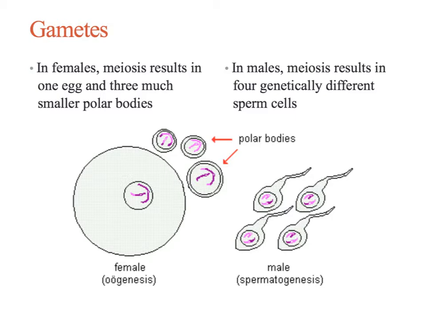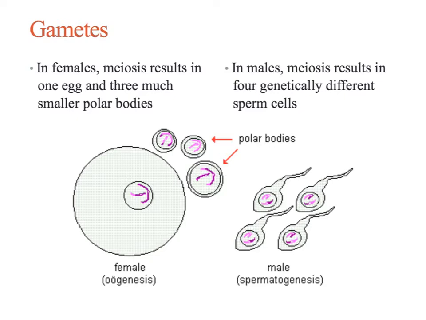So gametes, the formation of gametes, depending upon whether it's a male or female, has a different term. For males, the production of sperm cells, as you see here, is called spermatogenesis. And for males, 1 cell is going to divide to create 4 genetically different cells that have everything that they need to be functioning cells.